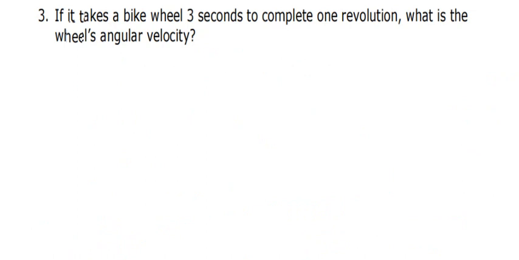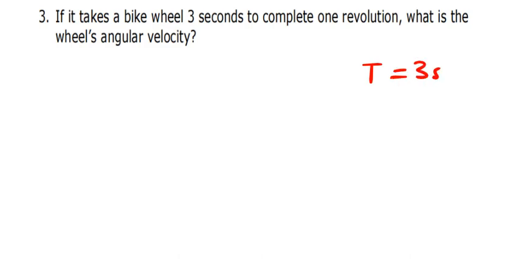Now let's solve the third question. We're saying if it takes a bike wheel 3 seconds to complete one revolution, what is the wheel's angular velocity? Okay, so we've been given the period. The period is 3 seconds. Now you know that one revolution corresponds to 2 pi radians. Now what are we trying to find? We're trying to find the angular velocity.